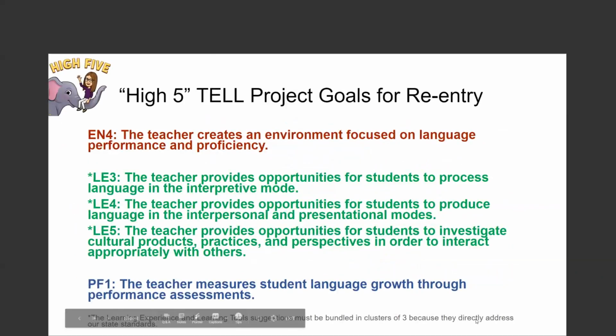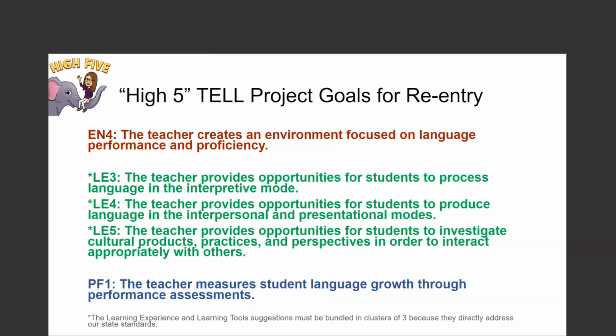All right, well, I'll start out. I wanted to share with you the overview of our High Five TEL project goals for reentry. When we talked about what would be most important for teachers to keep in mind as we started this new school year under very different circumstances than most school years, we decided we wanted a way for people to quickly focus on our state standards, implementing those in their classrooms, and not forgetting anything that might be important in that implementation process. So we went to the TEL project, the Teacher Effectiveness for Language Learning project. That's a national project. And we picked out goals that would help us all focus on those things. We picked 5, and here they are.